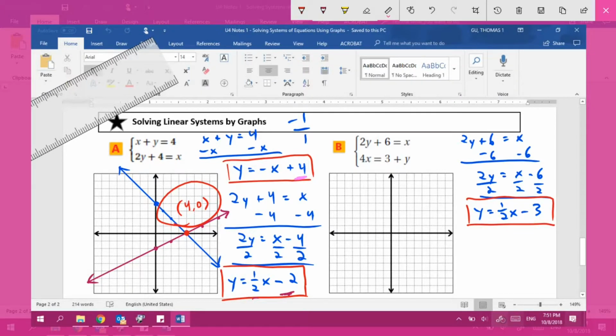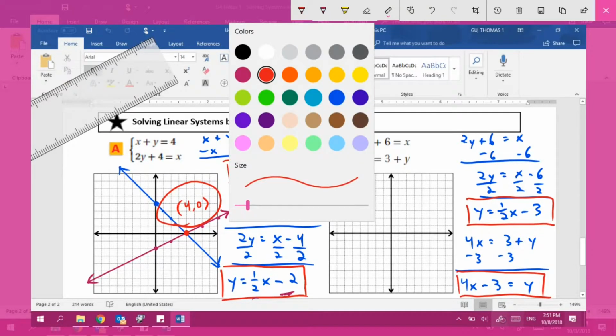And then my second equation, I've got 4x equals 3 plus y. All I have to do is get y by itself. So if I just subtract this 3, I'm good. So that leaves me with 4x minus 3 equals y. That's the same thing as y equals 4x minus 3. So there are my two equations, and now let's graph them.